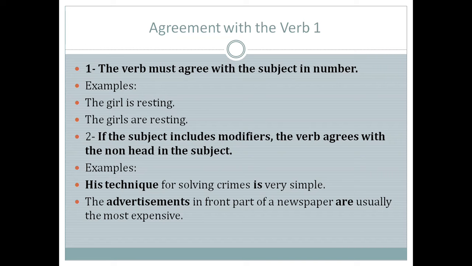The advertisements in the front part of a newspaper are usually the most expensive. So the advertisements here is the subject, a plural noun. In the front part of a newspaper, these words modify the subject advertisements. So the subject advertisements, which is plural, agrees with the verb are, which is plural also.